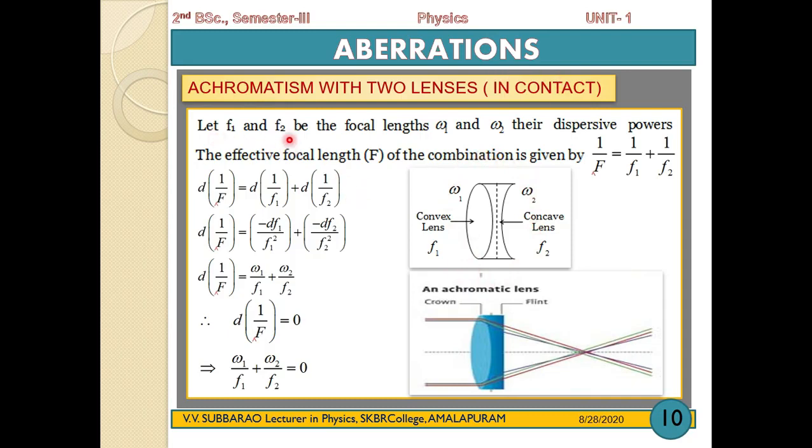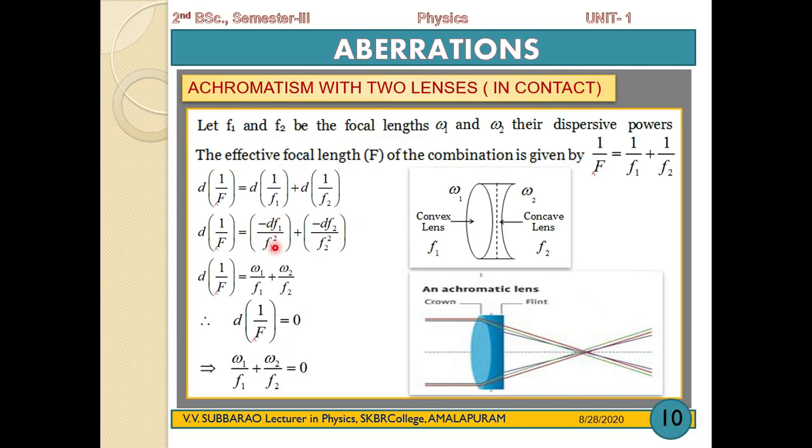Let f1, f2 be the focal lengths of the two lenses, and they are made up of materials having dispersive powers omega 1 and omega 2. Suppose the two lenses are placed in contact, then the effective focal length of the combination, that is capital F, may be written as 1/F = 1/f1 + 1/f2. Differentiating this equation, we get d(1/F) = -df1/f1² + (-df2/f2²). This value, -df/f², equals omega/f.